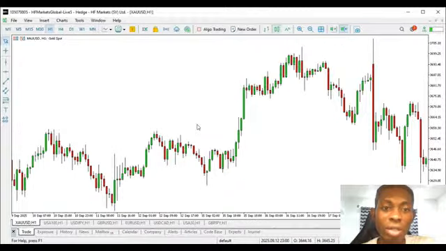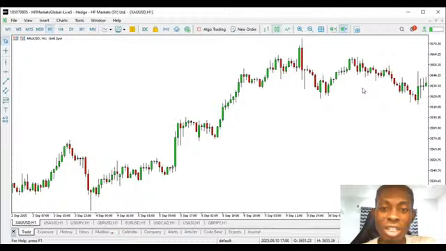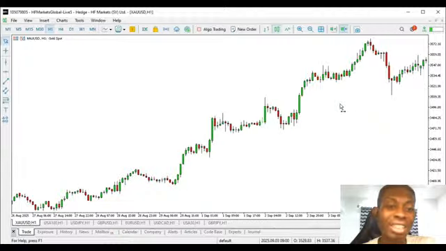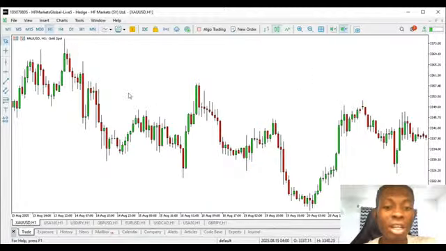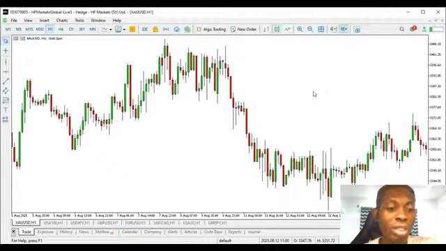So anytime the market is trending, this actually works very well. I told you yesterday that you are not going to be using Fibonacci retracement levels on a ranging market, but in an uptrend or downtrend, you can use Fibonacci retracement very, very well.